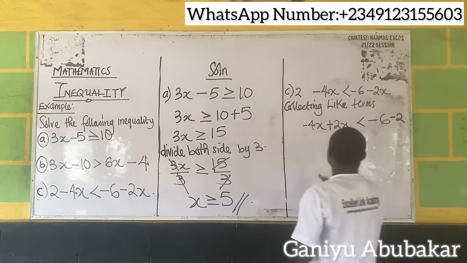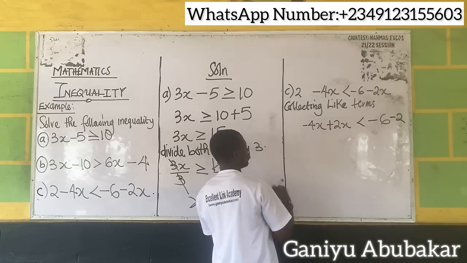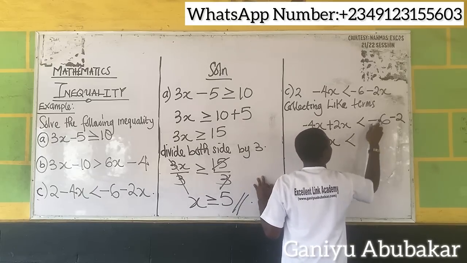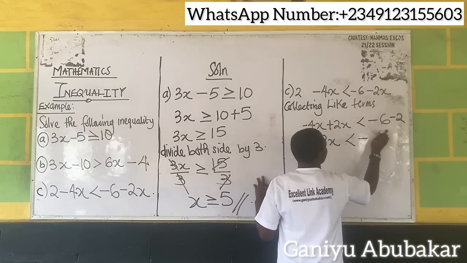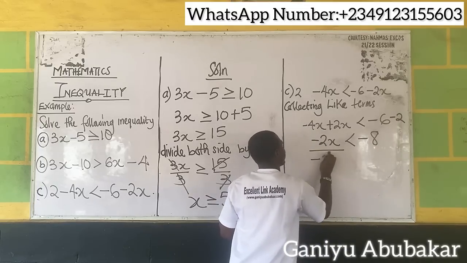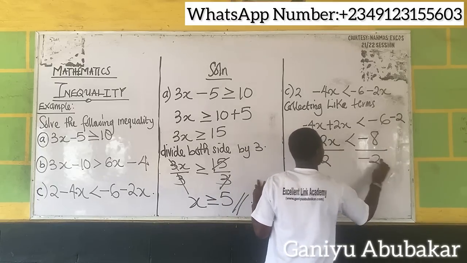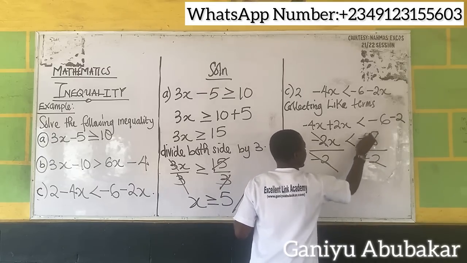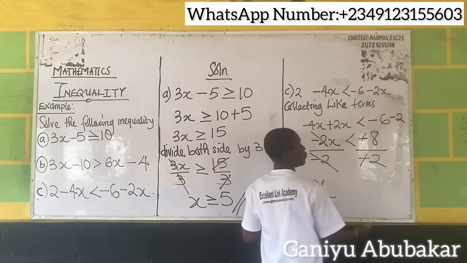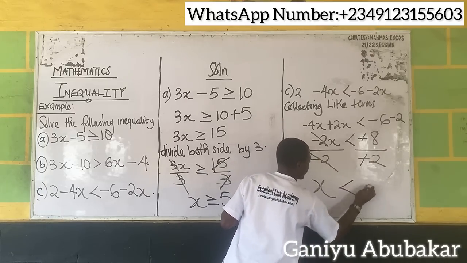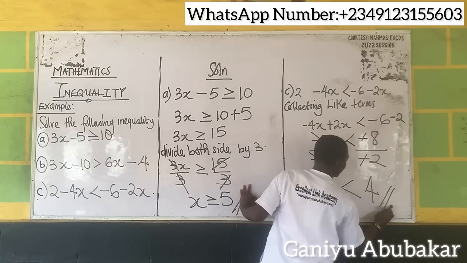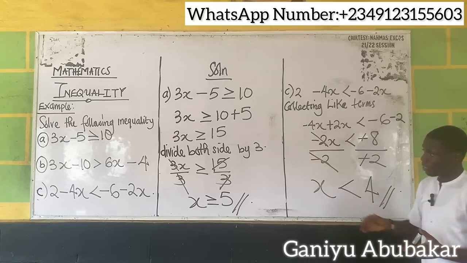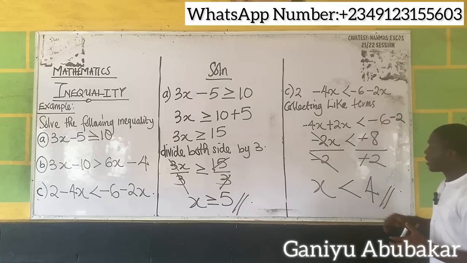All right. Minus 4x plus 2x gives you minus 2x less than minus 6 minus 2, that's minus 8. Divided by minus 2, this one cancels this. I have x. Negative cancels negative. 8 over 2 gives you 4. I have x greater than 4. This becomes the answer to question C.